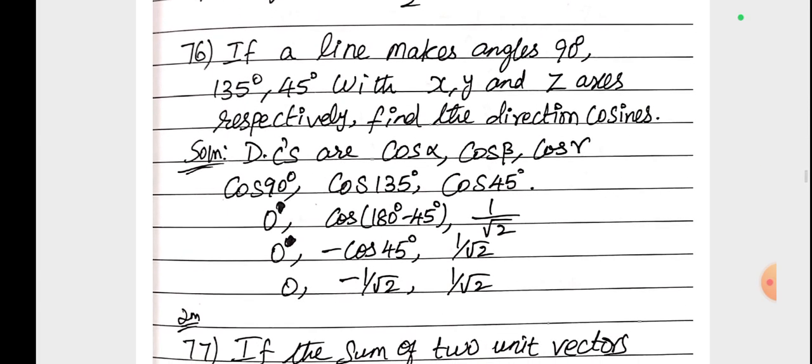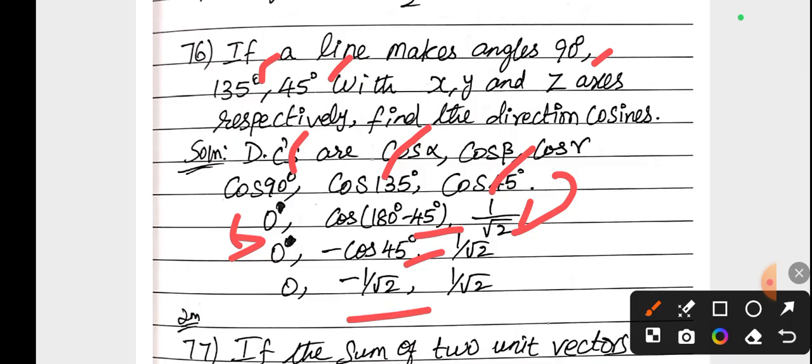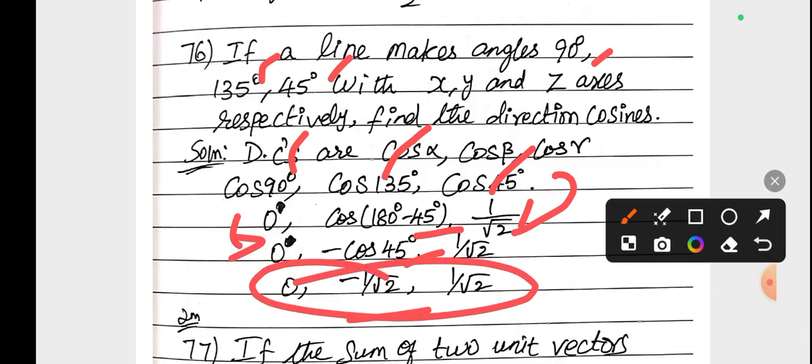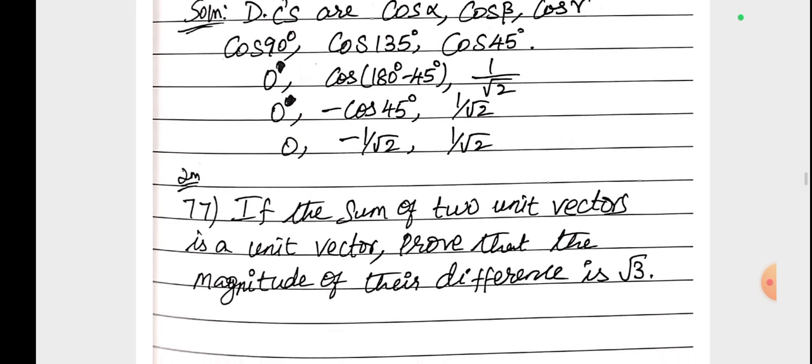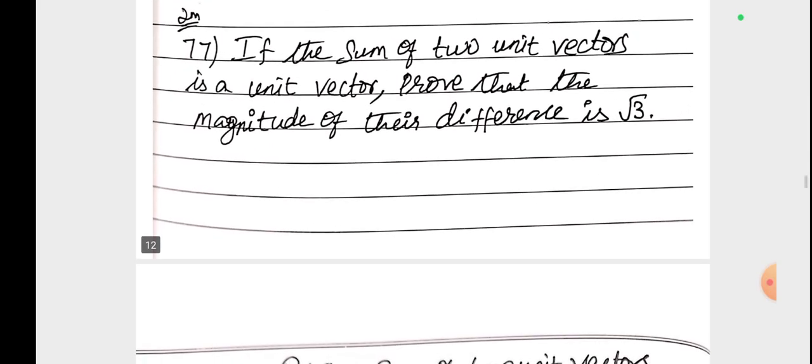Clear? A line makes the angles 90 degree, 135 degree, 45 degree with the x-axis, y-axis, z-axis. So cos alpha is cos 90, cos beta is cos 135, cos gamma is cos 45. Cos 90 is 0, cos 45 is 1 by root 2, clear. Cos 135 is cos of 180 minus 45, which is minus cos 45, minus 1 by root 2. This sum we have already done; go through this important sum. Cos of 180 minus theta is minus cos theta. You understood now, this sum is easy.